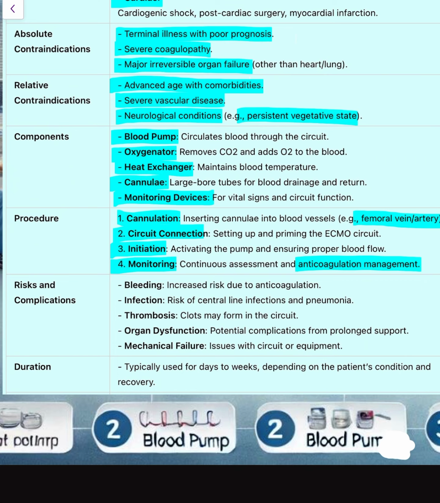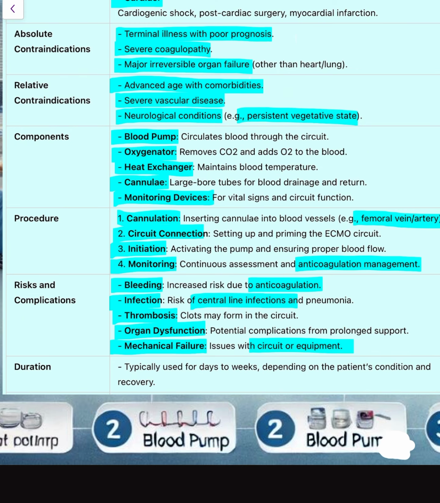Monitoring is necessary. What are the risks and complications? Complications like bleeding, because we are using an anticoagulant, that is heparin here. Infections, okay, right from the central line, and pneumonias or sepsis. Thrombosis, organ dysfunction, right, and mechanical failure, that is issues with the circuit or equipment.